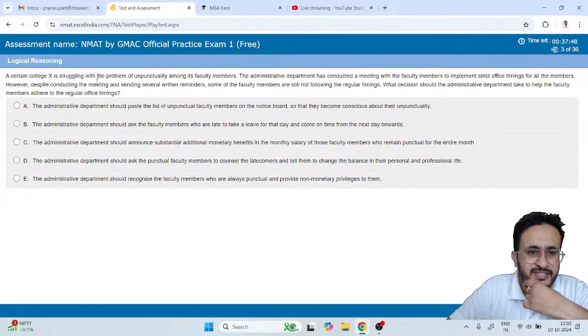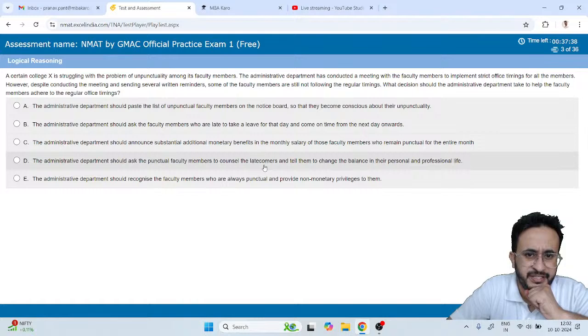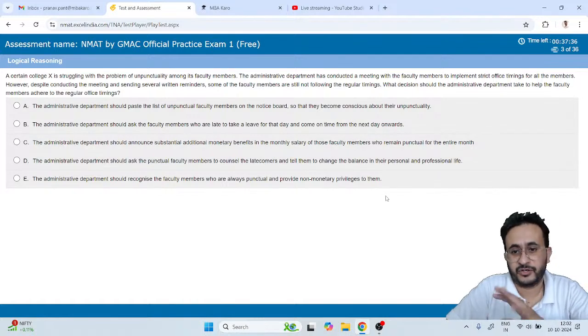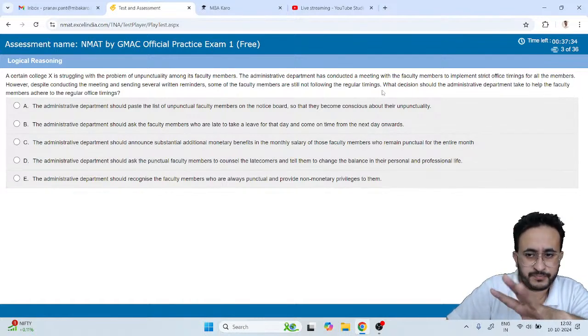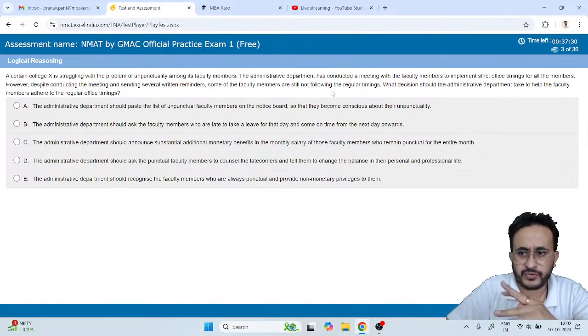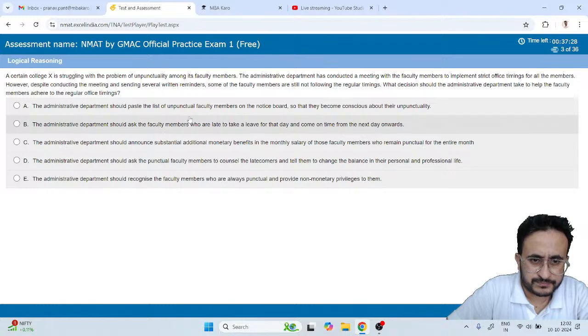A certain college X is struggling with the problem of unpunctuality among its faculty members, and has conducted a meeting with the faculty members to implement strict office timings for all the members. However, despite conducting the meeting and sending several written reminders, some of the faculty members are still not following. Okay? So the problem is of punctuality, and people are still not following.